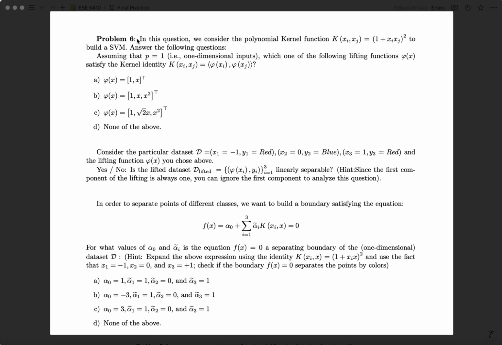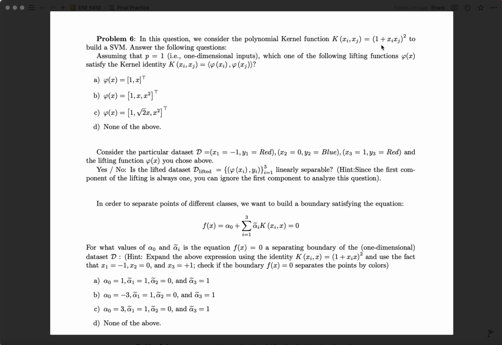In problem 6, we're given the equation for a polynomial kernel, and we're asked several questions. The first question is, which of these lifting functions corresponds to the polynomial kernel when we're dealing only with one dimension? And there are a couple of ways to arrive at the answer.